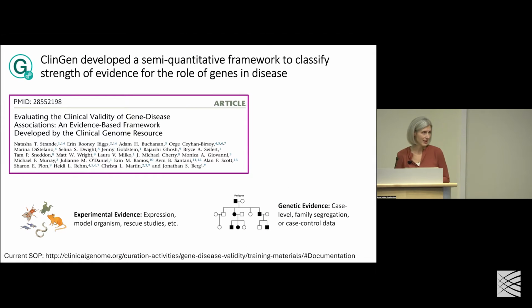So back to the gene disease validity guidelines for Clingen. Again, this is an evidence-based framework that considers both genetic evidence, the case level evidence, family segregation data, et cetera, as well as experimental evidence like your mouse models, et cetera. And I will say, though, this is the original paper on this framework published in 2017. Clingen has iterated on it a bit. And so you can actually find their current standard operating procedures for gene disease validity classifications on the Clingen website, which is linked at the bottom here.